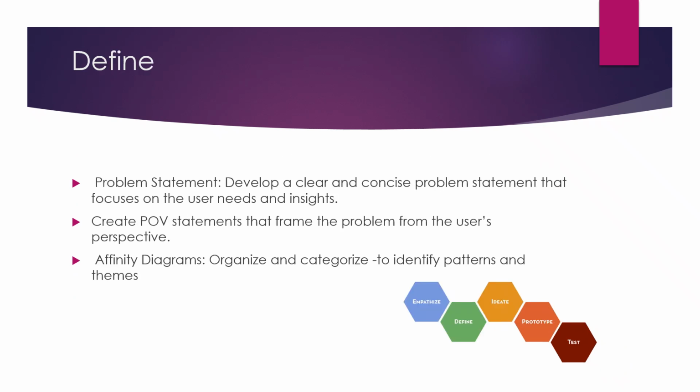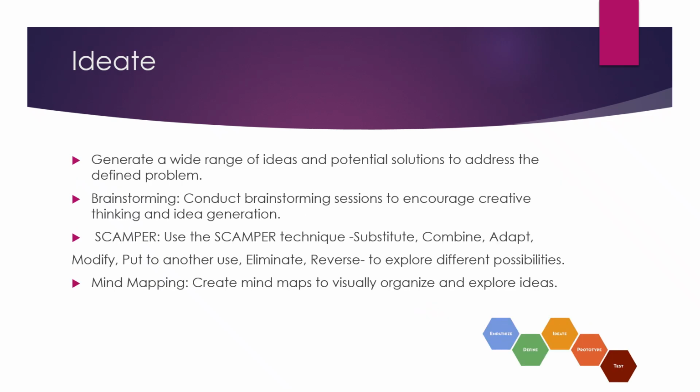Next, define. Defining the problem. First, we have to empathize. Next, defining the problem. We should have a clear, concise statement about the problem, what they are facing. We have to take the statements that come under the POV statement, point of view. Next, the affinity diagram. We have to define the diagrams based upon categorizing, based upon the patterns and themes, so that we understand in an easy way.